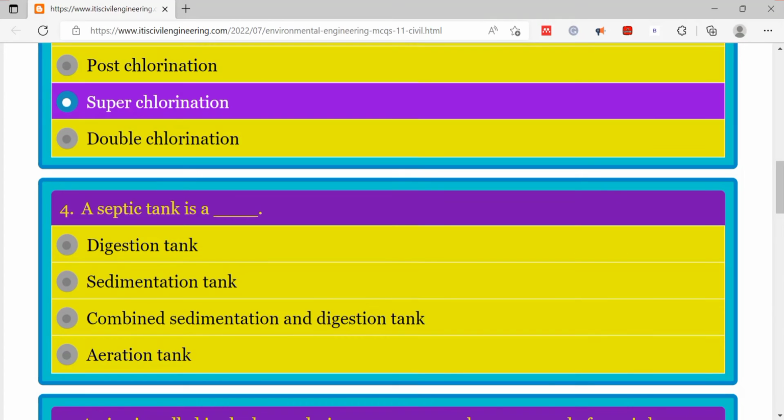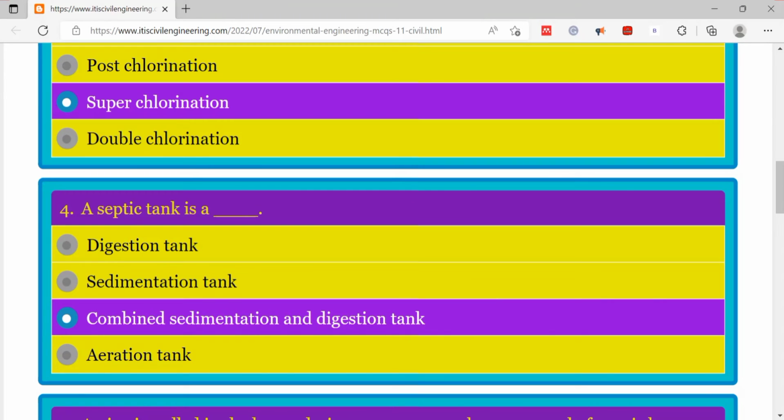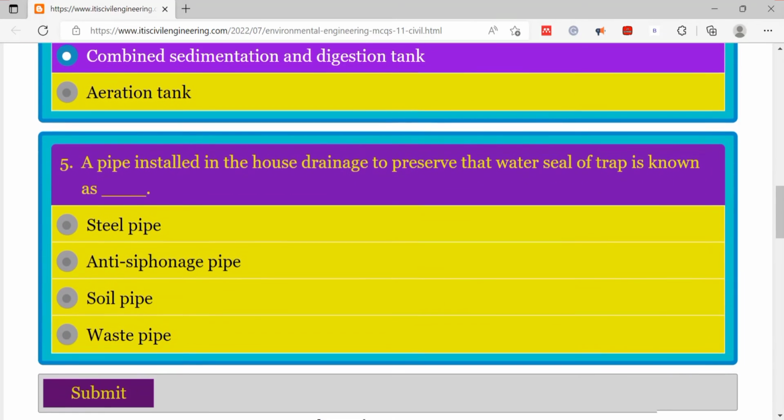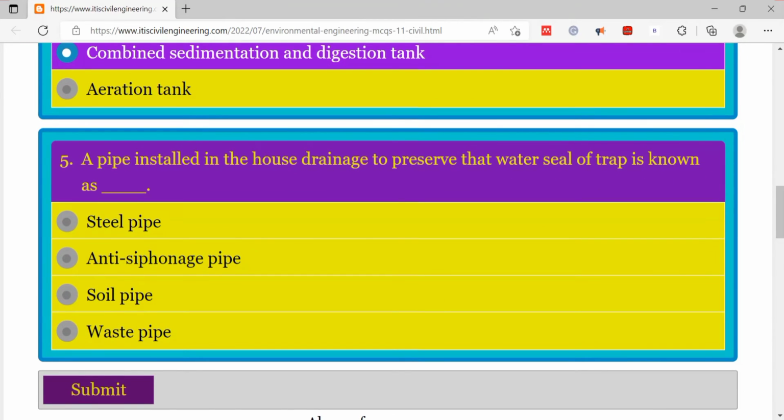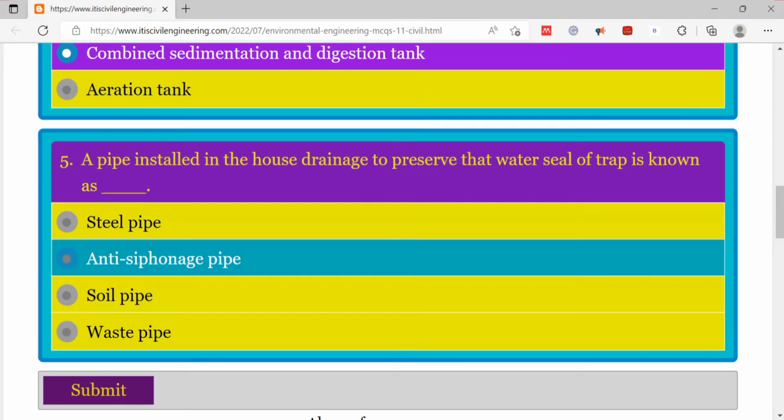A septic tank is a combined sedimentation and digestion tank. A pipe installed in the house drainage to preserve the water seal of a trap is known as the anti-siphonage pipe. In order to preserve the water seal of the trap, we install the anti-siphonage pipe in the house drainage.